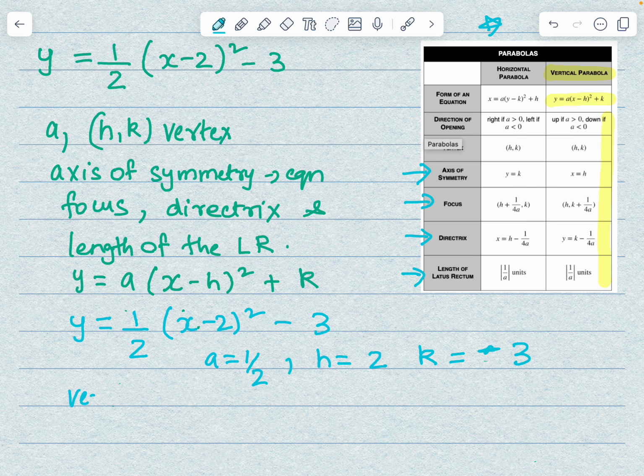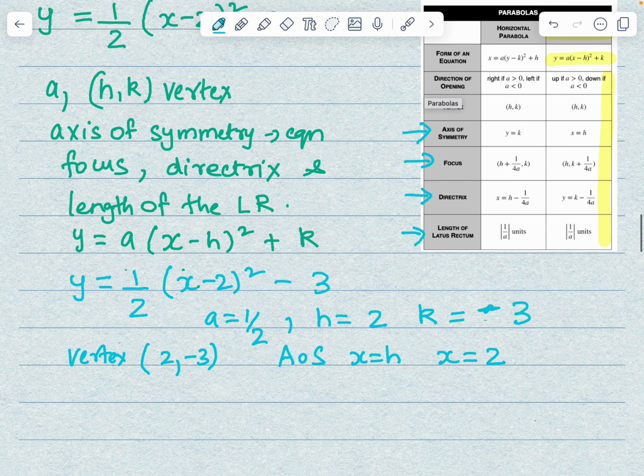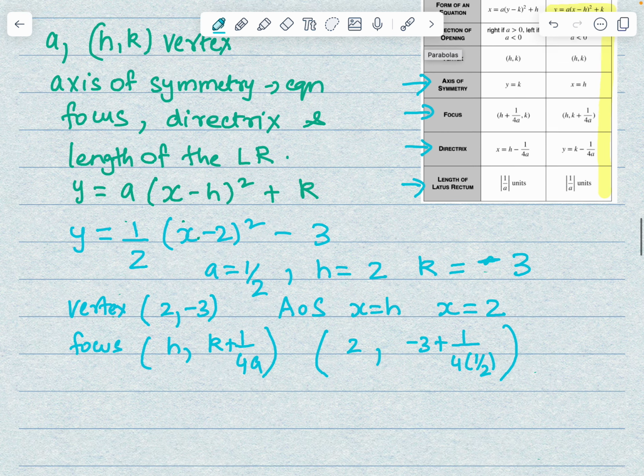So you have your vertex, which is (h, k), so that's (2, -3). Then your axis of symmetry is x = h, so that's x = 2. And then you have your focus, which is (h, k + 1/(4a)), so that's 2, -3 + 4 times half.